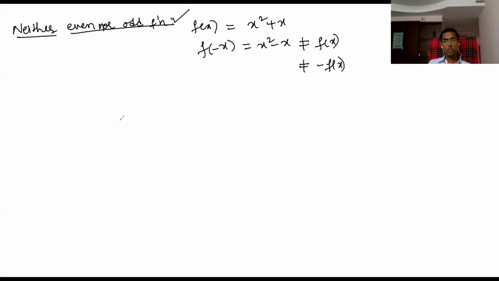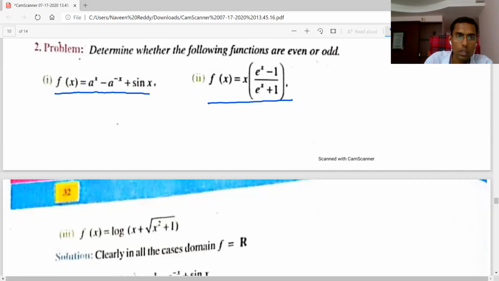So therefore, if a function is given, it must be either an even function, or an odd function, or neither even nor odd function. Okay, this is what we have about even and odd functions. All right, so here we are taking two examples.